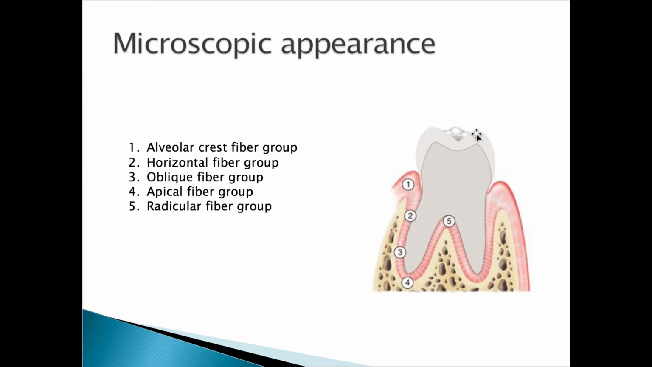The periodontal ligament has its own unique fiber groups that are present. At the coronalmost extent of the periodontal ligament, you will find fibers that are termed the alveolar crest fiber group. As we begin to progress apically, we will have fibers that are horizontal, oblique, and then at the apical region, and then in the radicular region. The periodontal fiber groups are basically classified based upon their orientation.